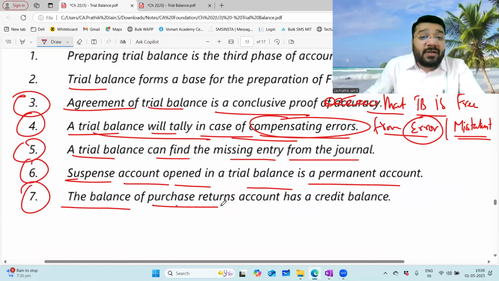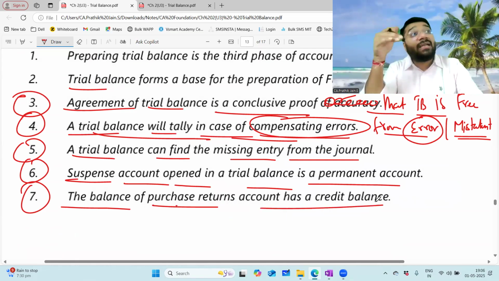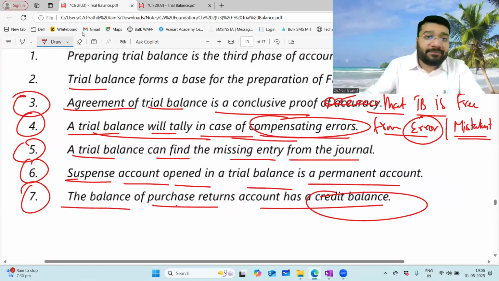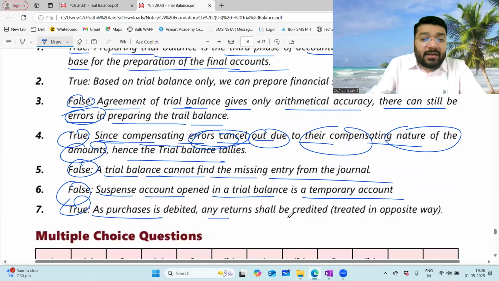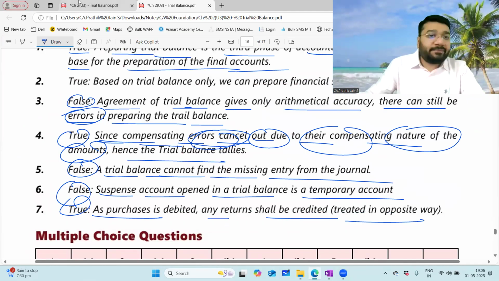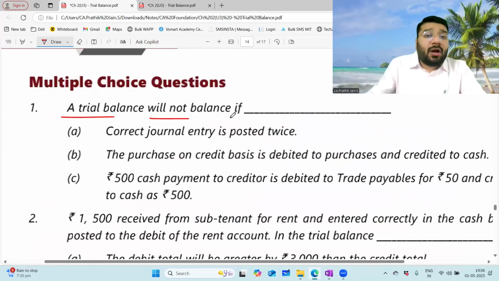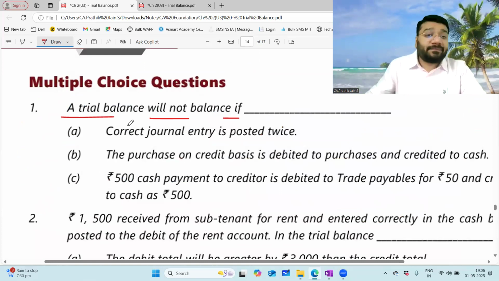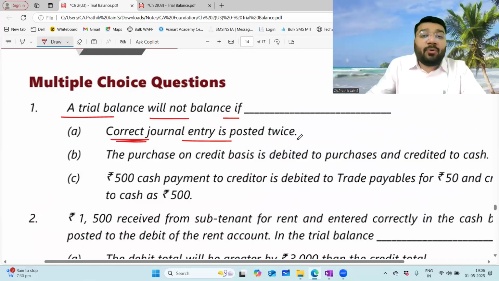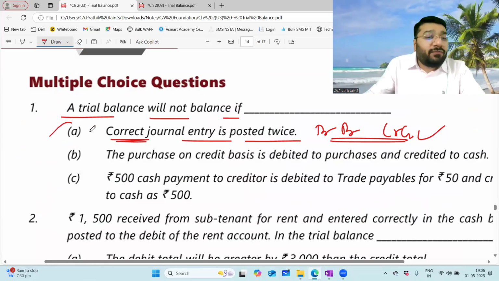The balance of the purchase return account is a credit balance. Purchase is debit. Purchase return is opposite, which is credit balance. True, a purchase is debited, any return should be credited, treated the opposite way. A trial balance will not balance means a trial balance will not tally. If a correct journal entry is posted twice, two-time debit, two-time credit, still the trial balance will tally. So if you are doing the error of point number A, the trial balance will tally.